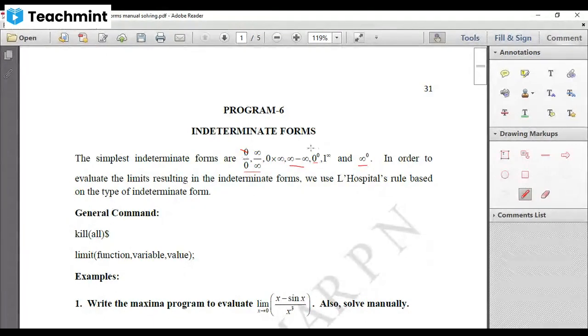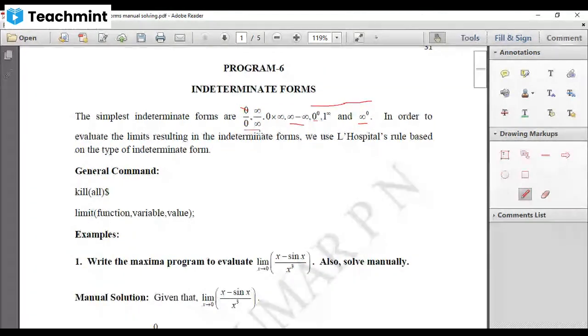Then for the last three cases, you have to assume the limit which is giving you these indeterminate forms as y, and you have to take log on both sides. Then after taking log, using the log properties, you have to find the limit of the log of the function. Then you'll get some number. Then using that, we can find the limit. So these are the simplest methods used in solving the indeterminate forms which result from the evaluation of limits.